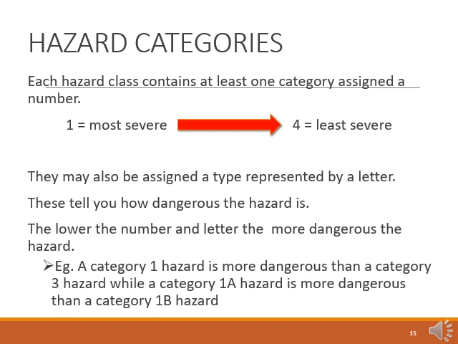Hazard categories. Each hazard class contains at least 1 category assigned a number, 1 equaling most severe and 4 equaling least severe. They may also be assigned a type represented by a letter. These tell you how dangerous the hazard is. The lower the number and letter, the more dangerous the hazard is. For example, a Category 1 hazard is more dangerous than a Category 3 hazard, while a Category 1A hazard is more dangerous than a Category 1B hazard.